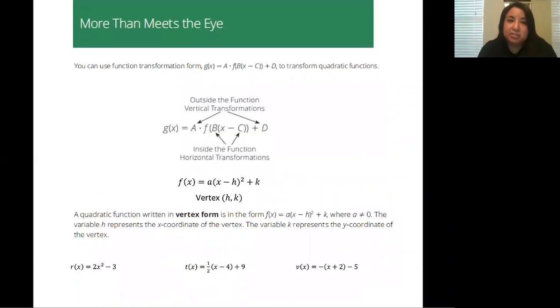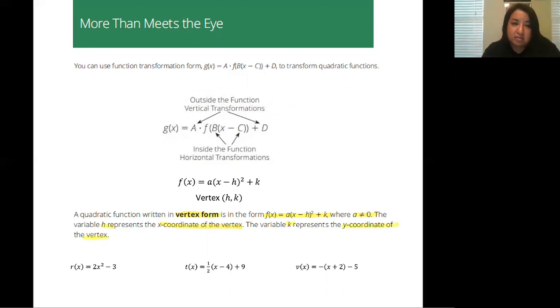We have been studying function transformation form. So I want to introduce this new form for us to then look at how the new form of quadratic function is related to function transformation form. So the paragraph here says that vertex form is the new form I'm introducing you to. And this is in the form f of x equals a times a quantity x minus h squared plus k. Remember, a cannot equal 0 or we don't have a quadratic function. This time the h and the k are important. h is the x-coordinate of the vertex and k is the y-coordinate of the vertex.